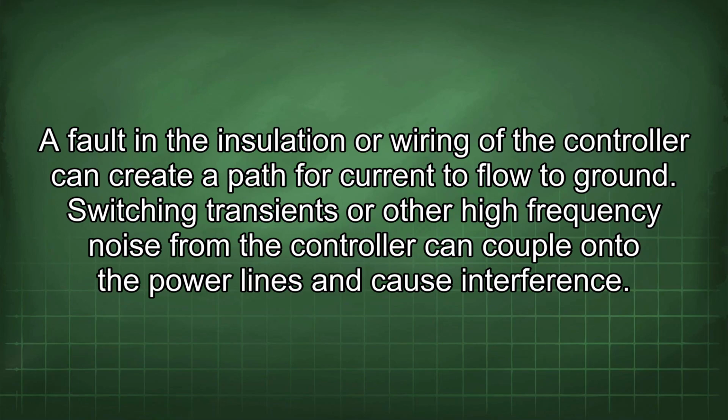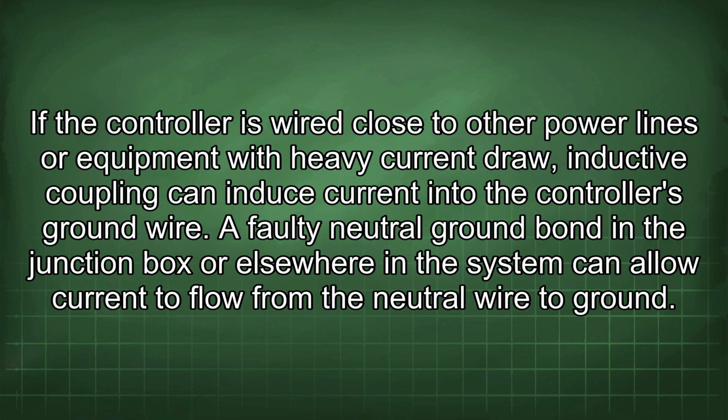Faults in the insulation or wiring of the controller can create a path for current to flow to ground. Switching transients or other high-frequency noise from the controller can couple onto the power lines and cause interference. If the controller is wired close to other power lines or equipment with heavy current draw, inductive coupling can induce current into the controller's ground wire.